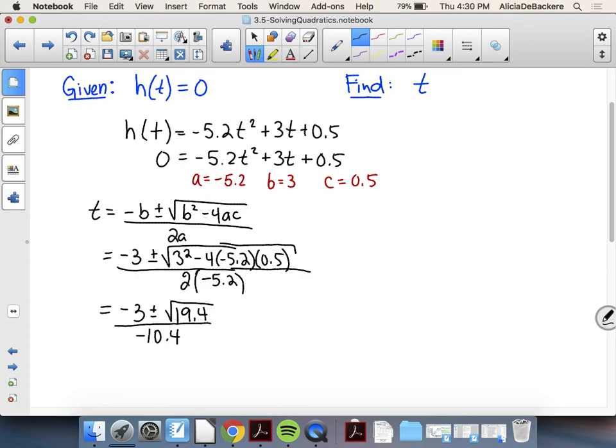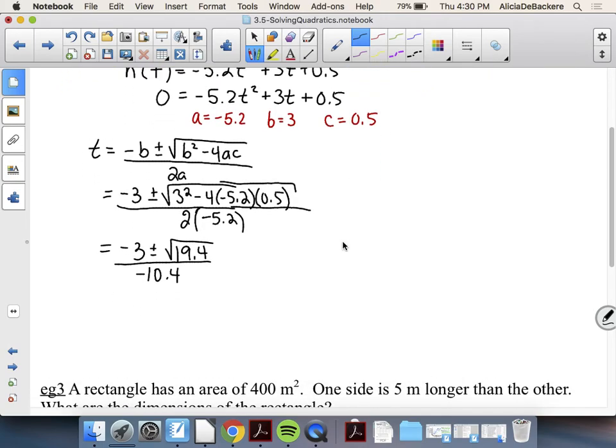Now, since we have a decimal under the square root, we can't simplify it using our same rules. And the question's asking for the time that the ball hits the ground, so I don't really want to say the time is equal to something with a square root in it. That doesn't really make sense. So because of our word problem context, we are just going to change the time into a decimal. So the time is equal to (-3 + the root) / -10.4, or (-3 - the root) / -10.4. And I'll calculate both of those values.